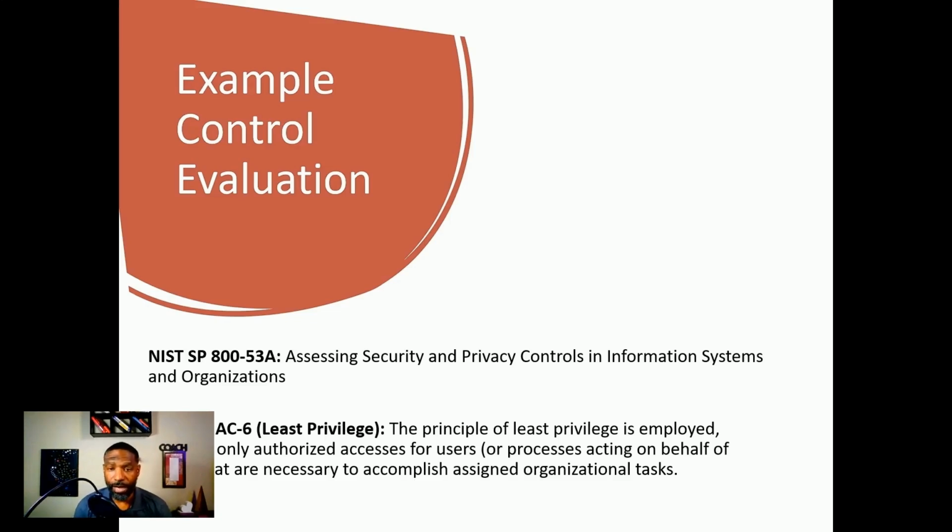So let's use an example from the NIST Special Publication 800-53A to run through the risk register to show you how it works. So let's talk about control AC-6, or access control 6, which is the control that talks about least privilege. The principle of least privilege boils down to this: you get only the privileges and permissions that are necessary for you to do your job role, nothing more.